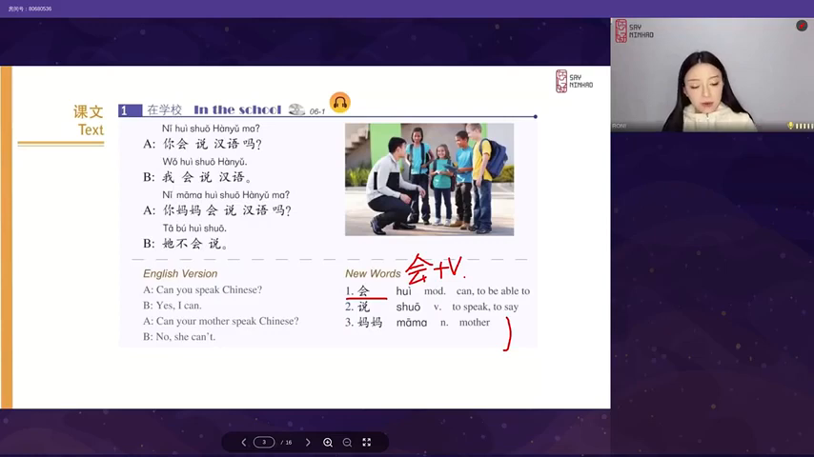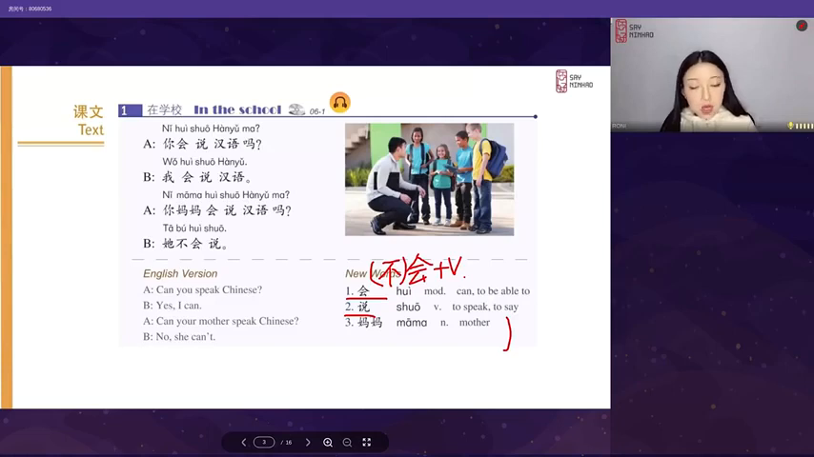Okay, this is 会. And the negative form of this 会 is to put a 不 before it. And how to read it? It is 不会, because of the tone sandhi of 不. When 不 is before a fourth tone syllable, it will change to second tone. 不会. Okay, this is 会.